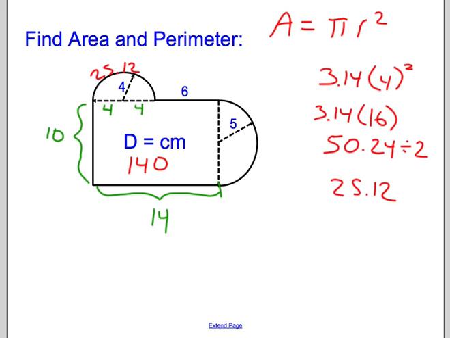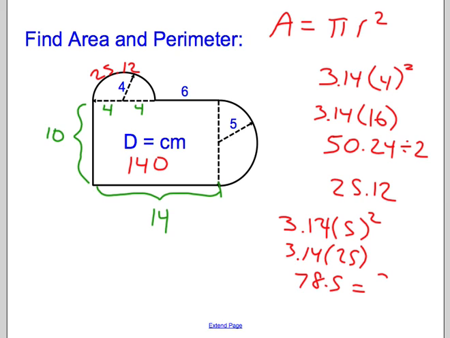Then we need to do the same process for our semicircle with a radius of 5. So 3.14 times 5 squared. 3.14 times 25 is what? That'd be 78.5. That would have been the area of the whole circle. Then divide that by 2, 39.25.